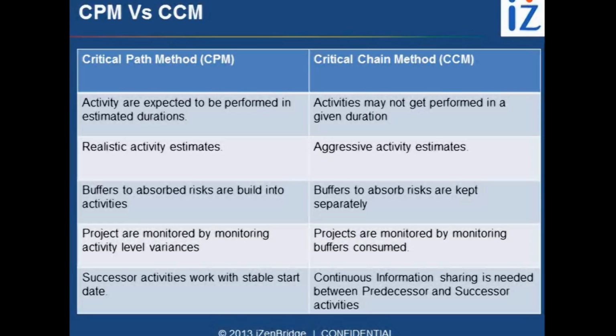So in order to facilitate working in a critical chain method, we need to have a continuous information sharing mechanism by which a successor activity keeps knowing how the predecessor activity is performing. We should know in advance whether the predecessor activity is going to finish tomorrow or not. So more communication is needed between various groups who are engaged in critical chain method. Critical path method can work with less communication also, because we work in a predictable manner.